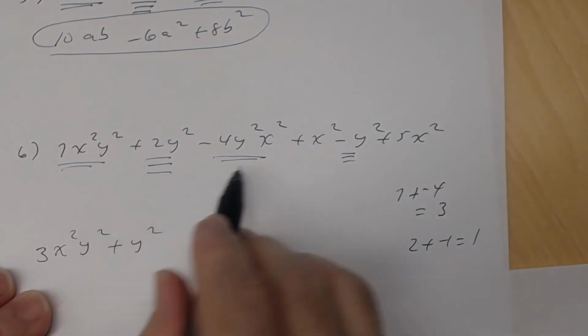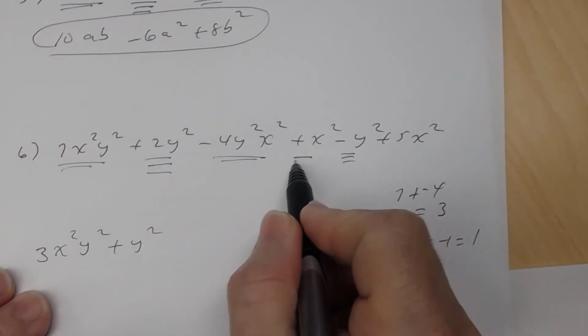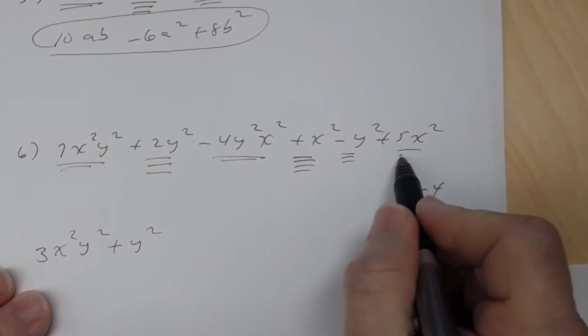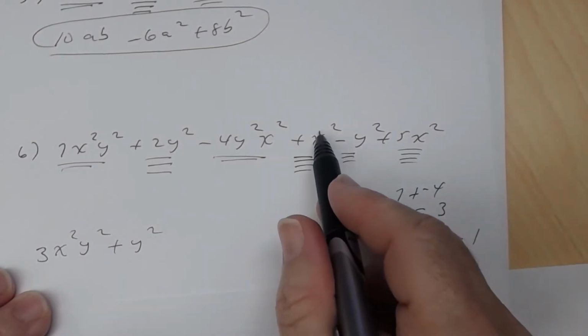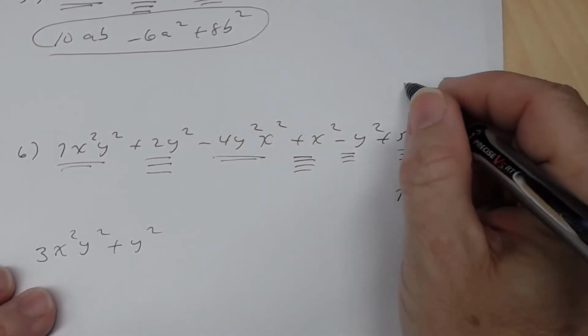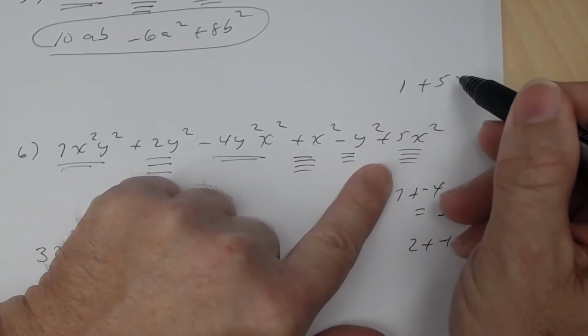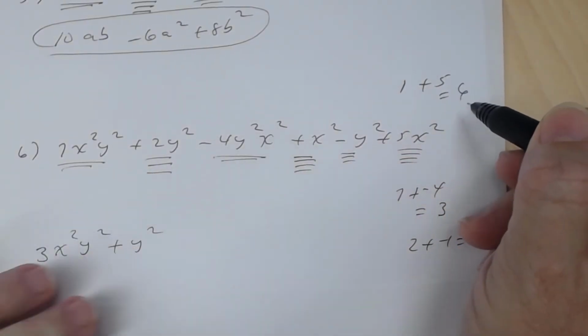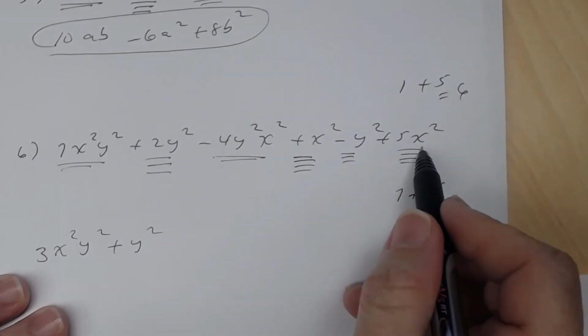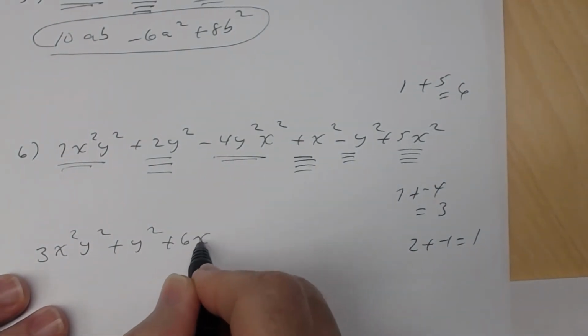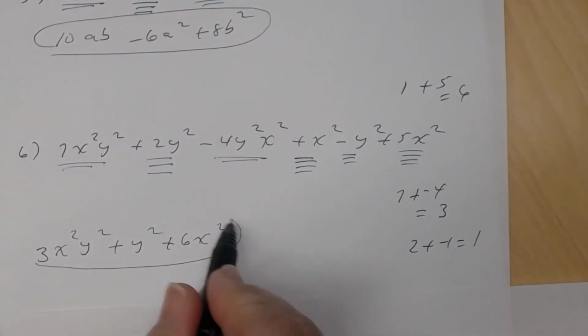Okay, now the next one I have is x squared. So this term and this term are alike. So 1 plus 5 is 6. So 1x squared plus 5x squared is 6x squared. And so there's your answer.